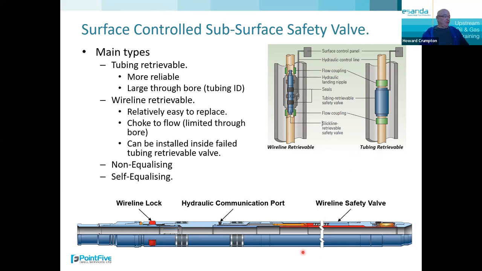Something like this one at the bottom, it sits inside the production tubing. The principle of operation is the same. If you understand how the tubing retrievable valve works, you know how the wireline retrievable valve works. The difficulty with the wireline retrievable valve is that it becomes a choke to flow. And it's not as reliable.